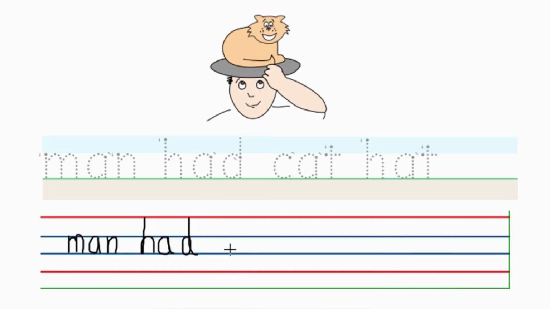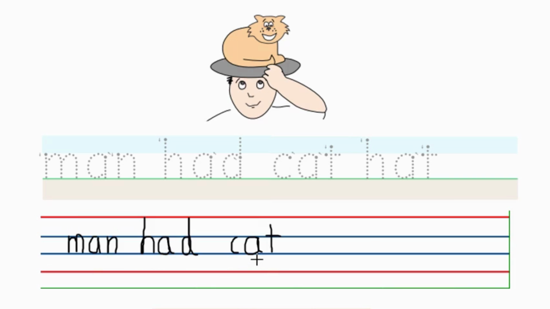Leave a finger space and write cat. What is the spelling of cat? C-A-T. Cat. C-A. How will you write A? You make the C, go up, touch the point and come back. A. T. How will you write T? A straight line down and a cross across makes the letter T. So you have written the third word, cat. Now read along with me. M-A-N, man. H-A-D, had. Cat.